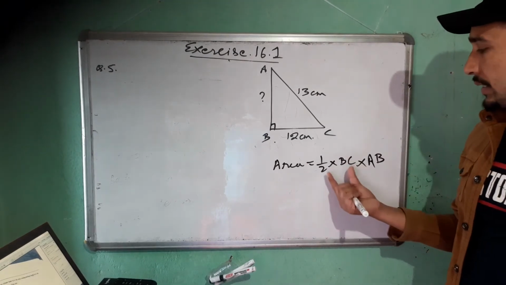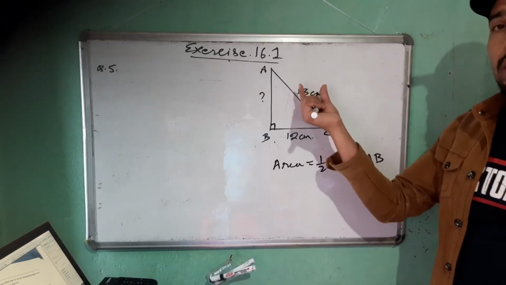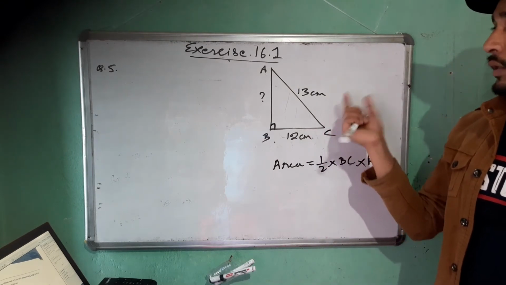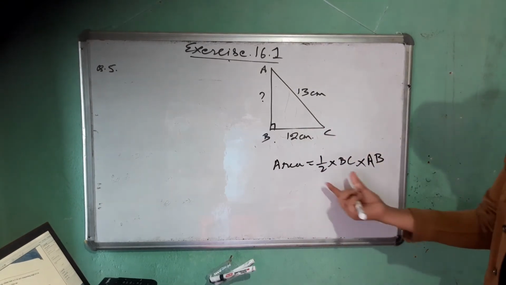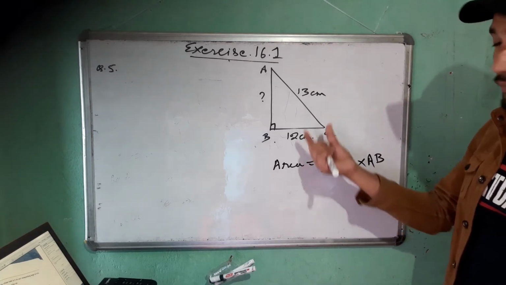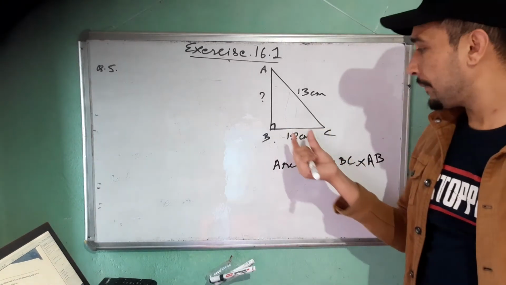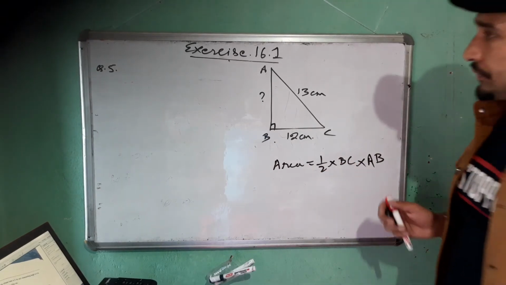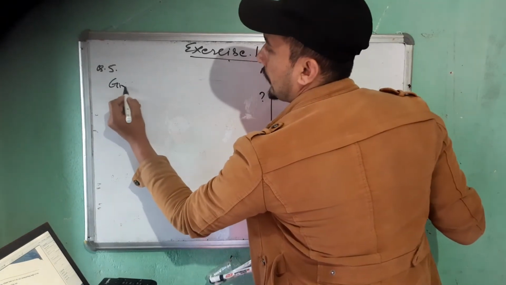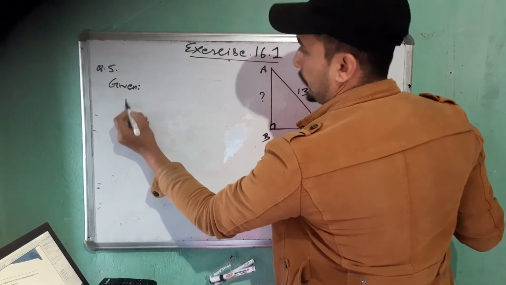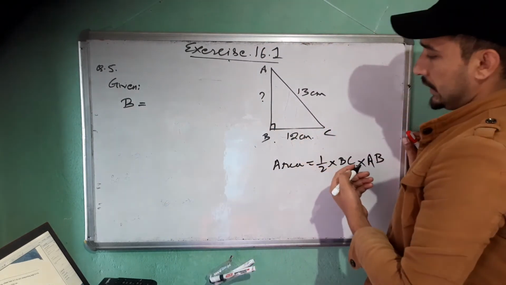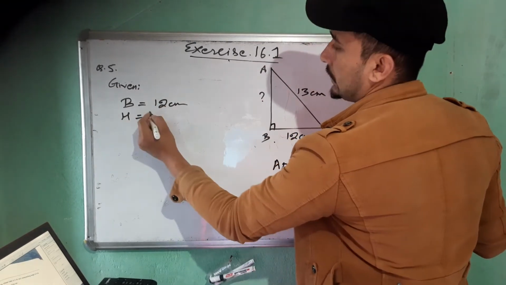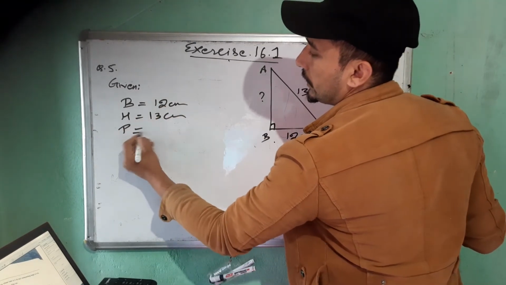Otherwise, instead of using this you can use the previous formula also: square root of S into S minus A, S minus B, S minus C. That also you can use, but this is very simple. If a right angled triangle is given, then use this formula: area is equal to half into base into height. So given base B is 12 centimeter, hypotenuse H is 13 centimeter, perpendicular is question mark.